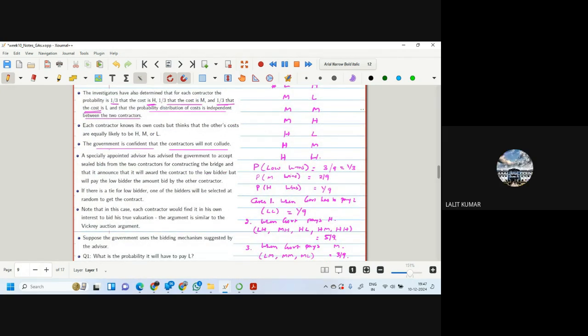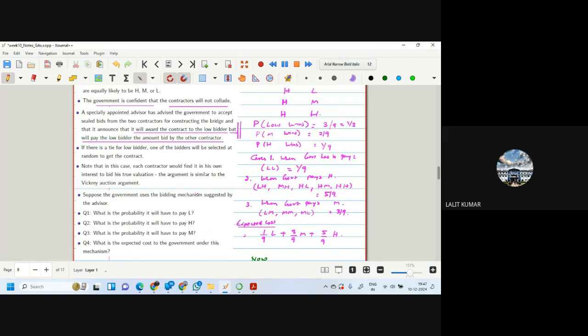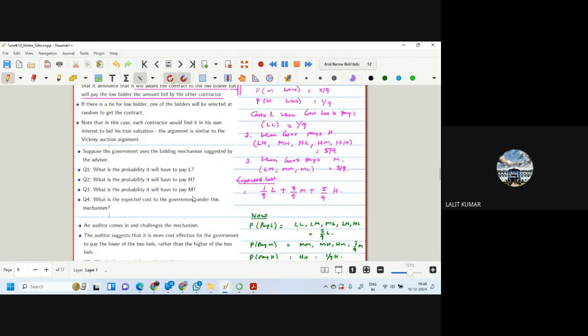A specially appointed advisor has advised the government to accept sealed bids from the two contractors for constructing the bridge, and it announces that it will award the contract to the low bidder, but will pay the low bidder the amount bid by the other contractor. So this is an important term. If there is a tie for the low bidder, one of the bidders will be selected at random to get the contract. Note in this case, each contractor would find it in his own interest to bid his true valuation. So, what will happen here?